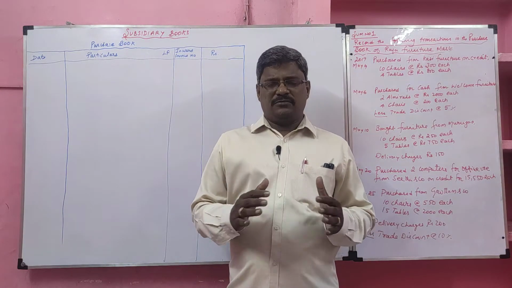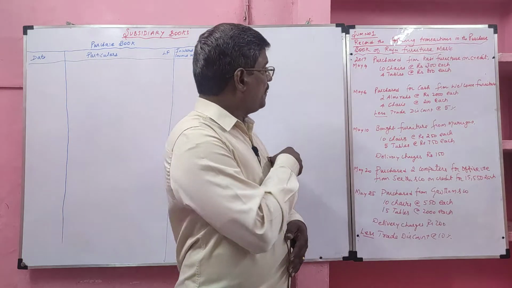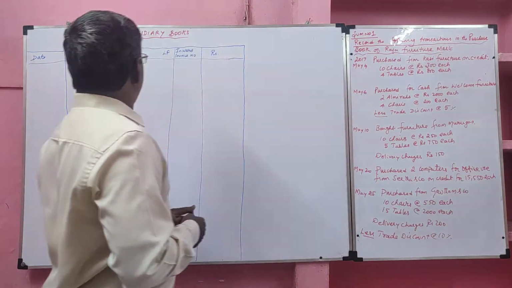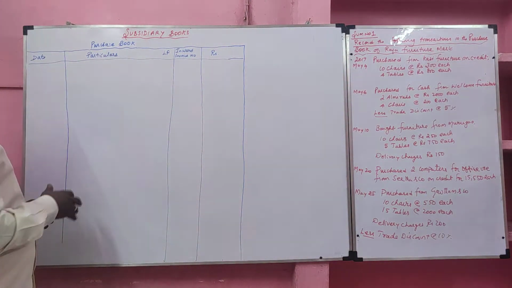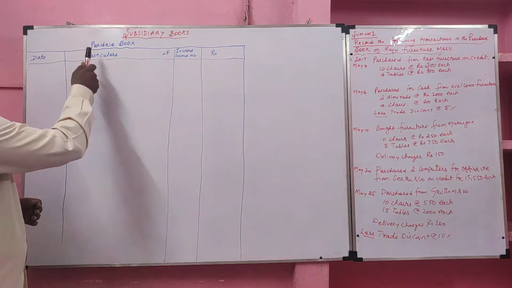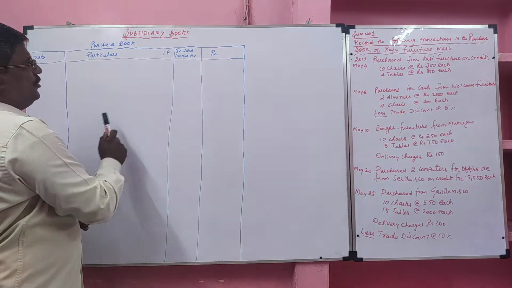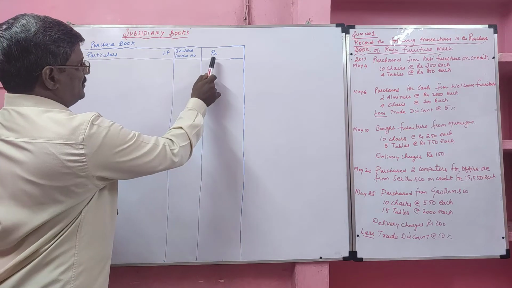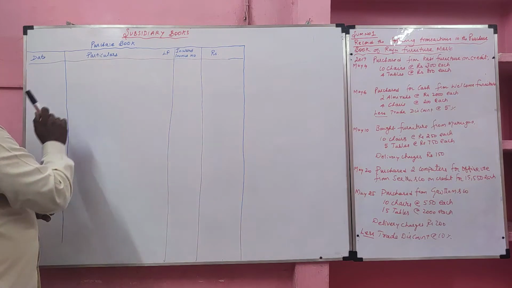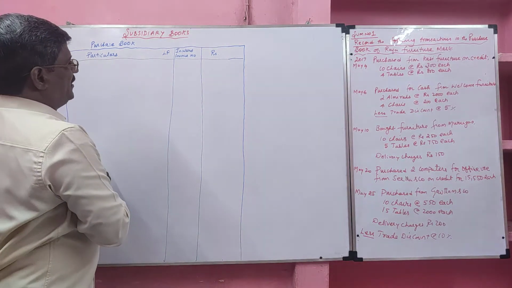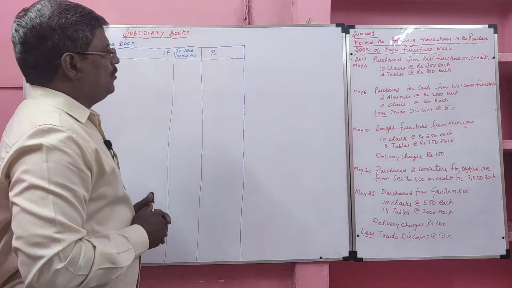First, purchase book. Now we are going to learn. Let me see the problem. Before learning the problem, first we should be thorough about the format of purchase book. Purchase book: date, particulars, ledger folio, inward invoice number, then rupees. Once again, date to be recorded, particulars to be recorded, ledger folio to be recorded, inward invoice number and rupees.